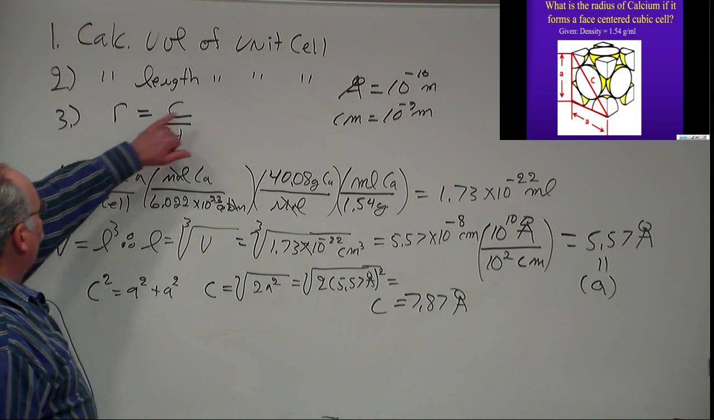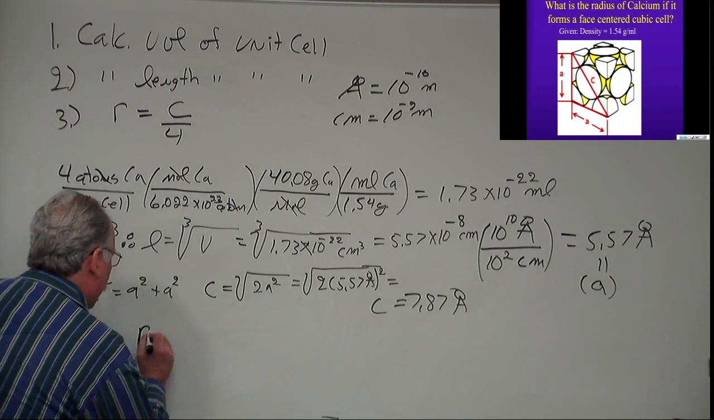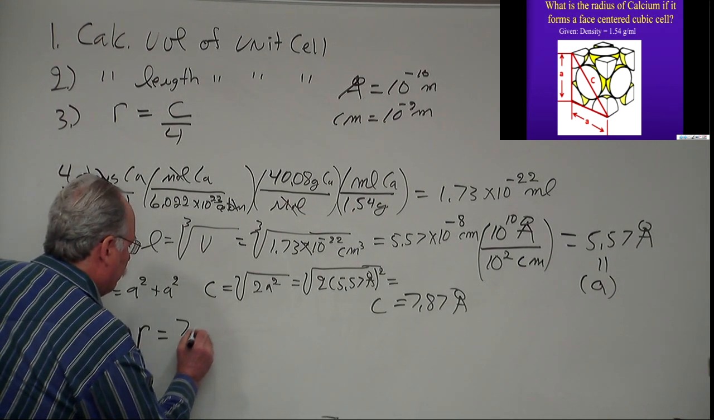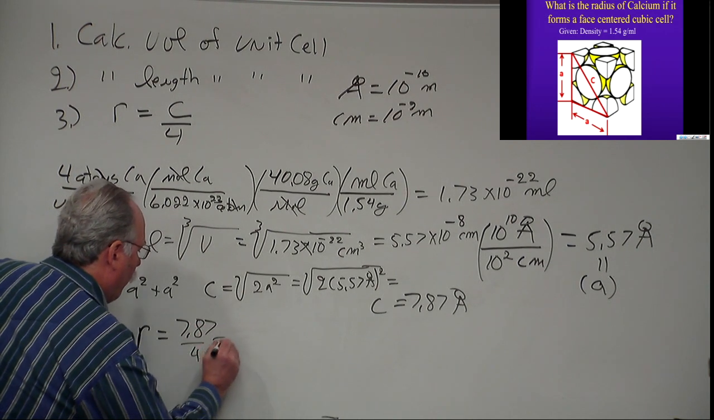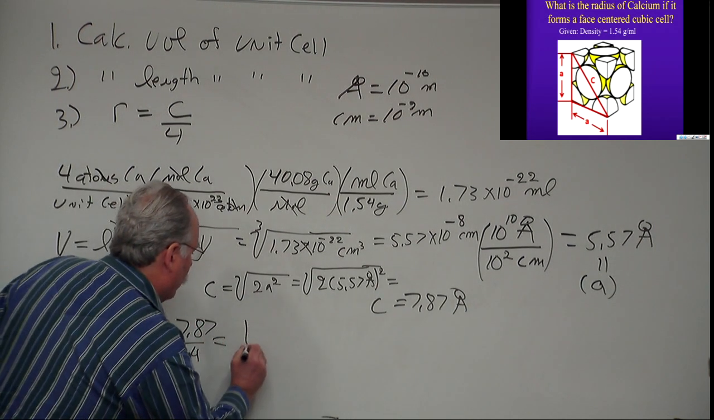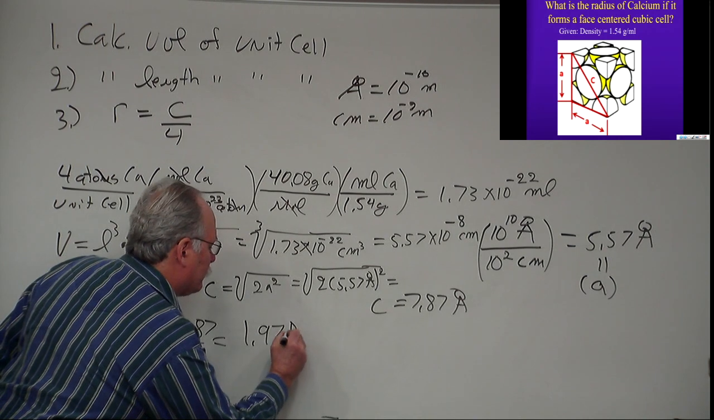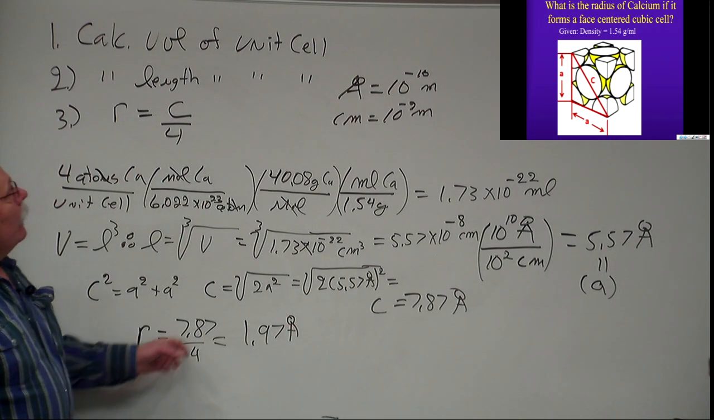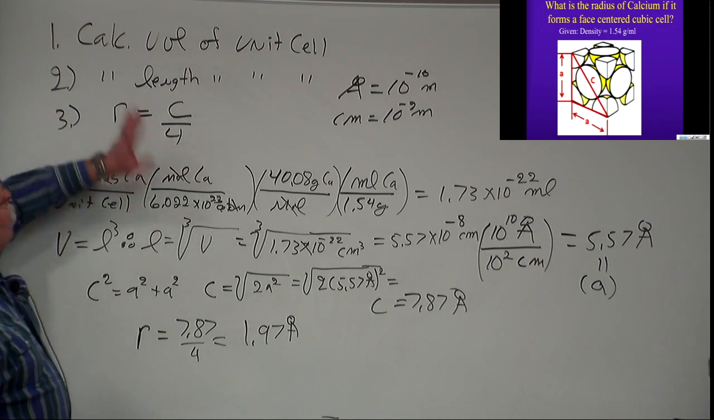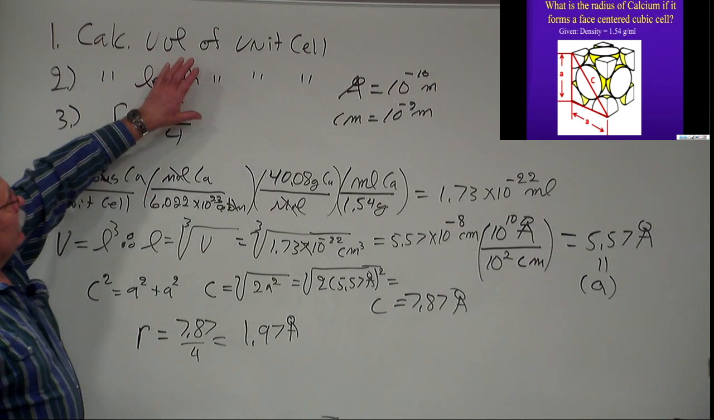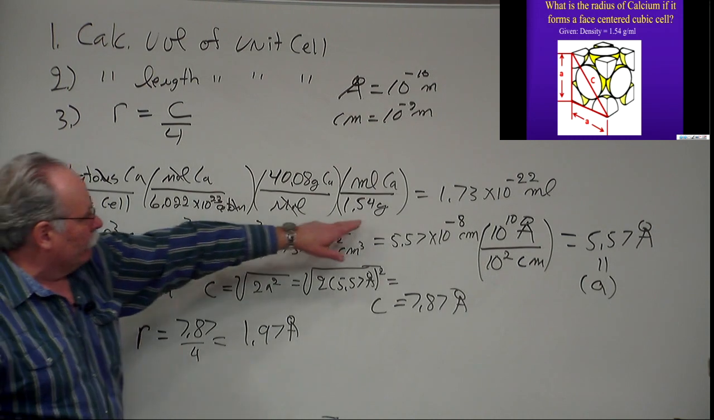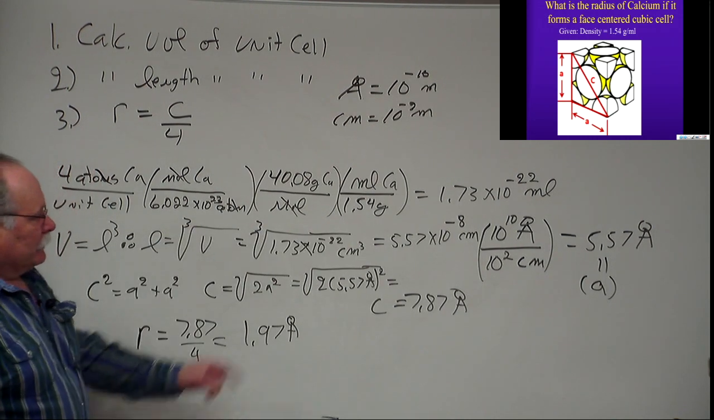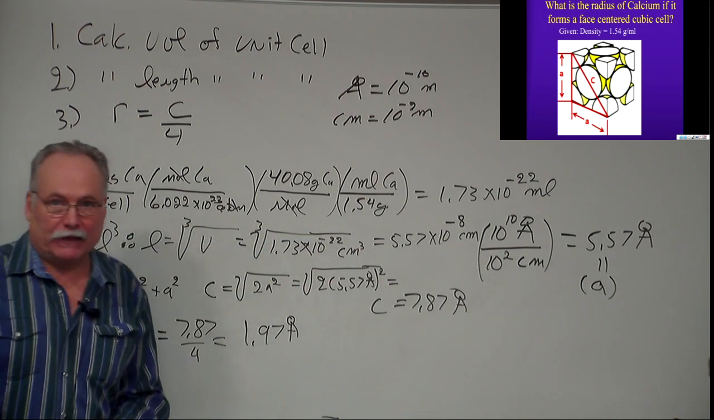Now, we know that R is C over 4, so R is equal to 7.87 over 4, which is equal to 1.97 angstroms. And so now we've been able to calculate the radius of a calcium atom by knowing that it formed a face-centered cubic cell and it had a density of 1.54 grams per milliliter. Okay, I hope that helps.